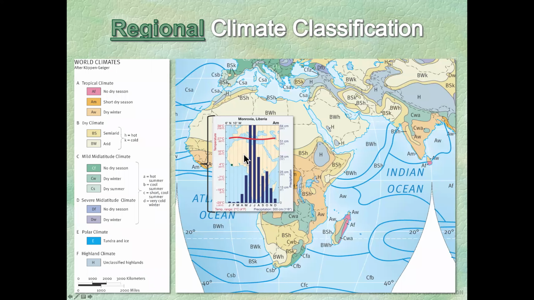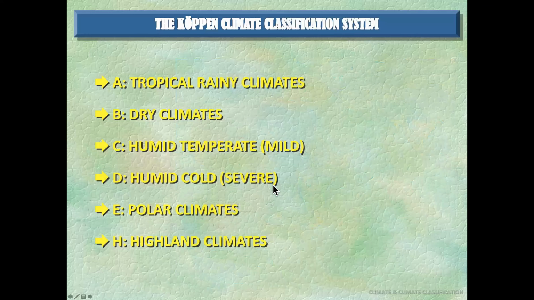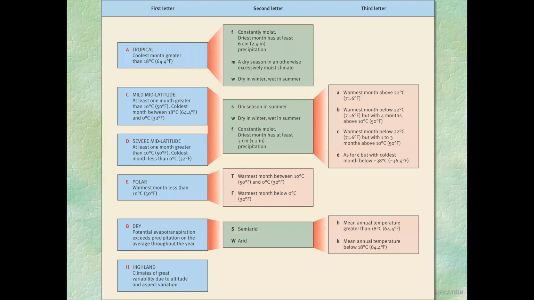Here's a little climograph. So it fits that AM or short dry season. Meaning the dry season is dry, but it doesn't last very long until you go back to a lot of rainfall. These are the 6 climates. Again, in a little bit more simplified fashion.